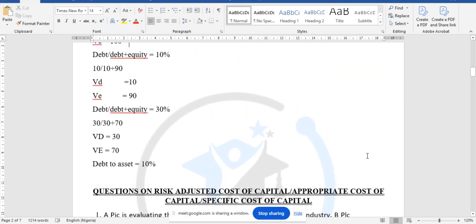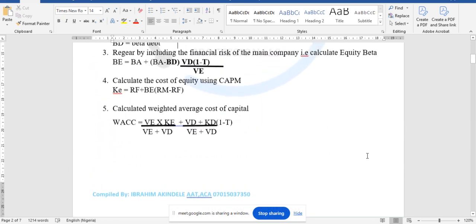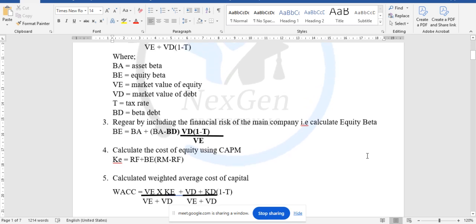Now, when you look at these steps, your BE is the equity beta. From your BE, you come to CAPM, where you will use CAPM to determine the cost of equity. So now, in this case, let's quickly move down.